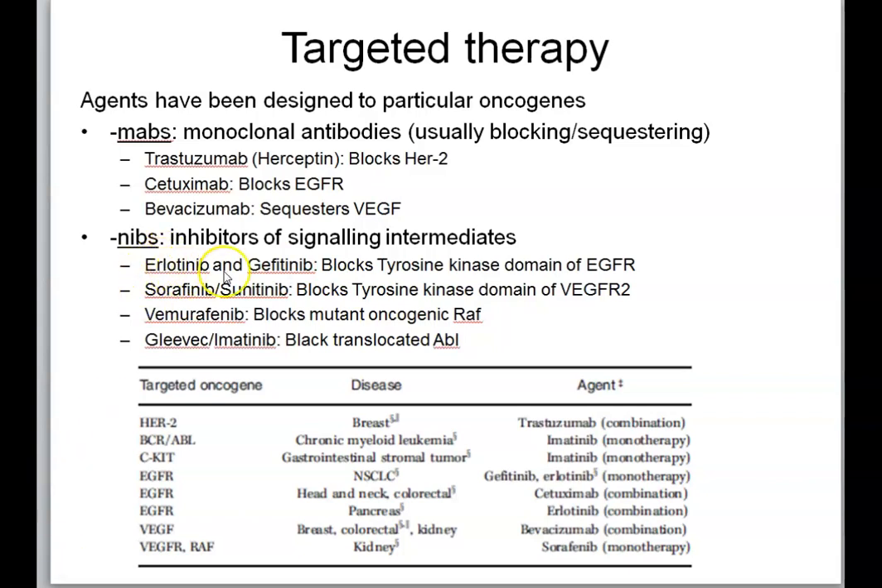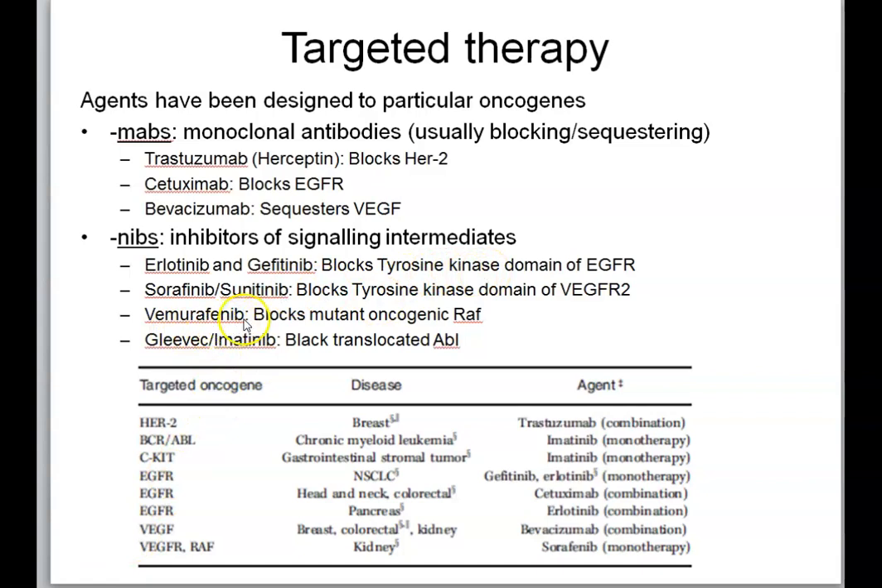Whereas the NIBs, so erlotinib and gefitinib, they both block the tyrosine kinase domain of epidermal growth factor receptor. So that's intracellular, and it's a small molecule that can cross the plasma membrane and block that kinase domain. Similarly, sorafenib and sunitinib are both tyrosine kinase inhibitors of VEGFR-2, so they can act as anti-angiogenics. They also have some broad spectrum activity against all tyrosine kinase receptors.